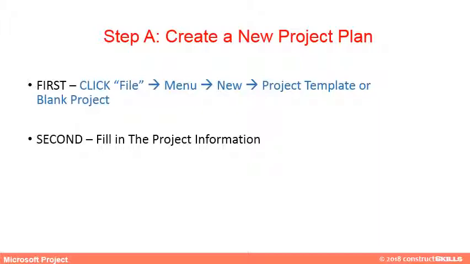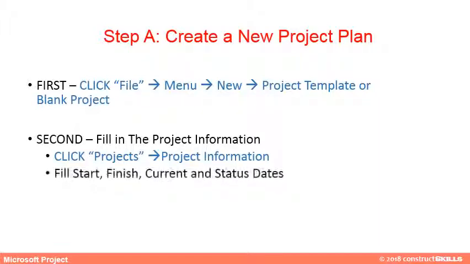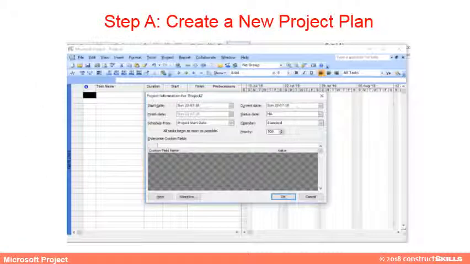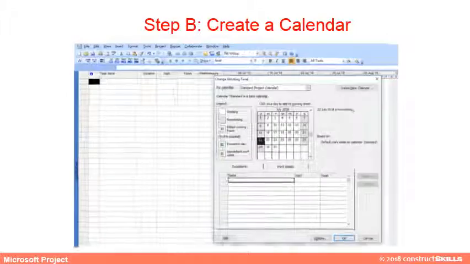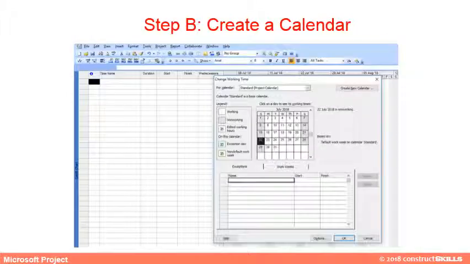Before we start listing the tasks, fill in the project information, which includes project name, project start and finish dates, current date, and status date. This figure shows the MS Project window while creating a new project plan. This figure shows the MS Project window while setting the dates for the new project plan in the calendar.